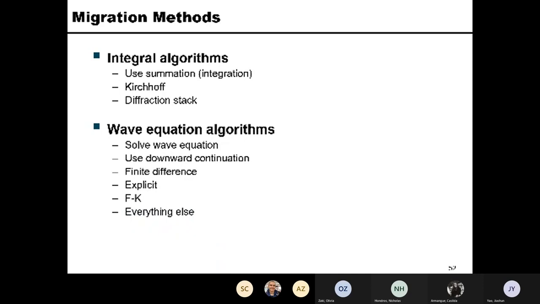One is called control migration, which is in your data domain. So you stay in the data domain, right? Another one is diffraction stack. You compute everything from the output of the model domain, which is the geological model. Okay, so this is slightly different.